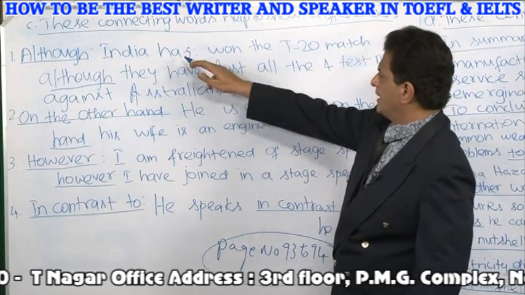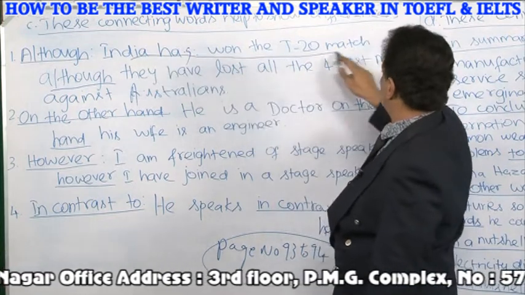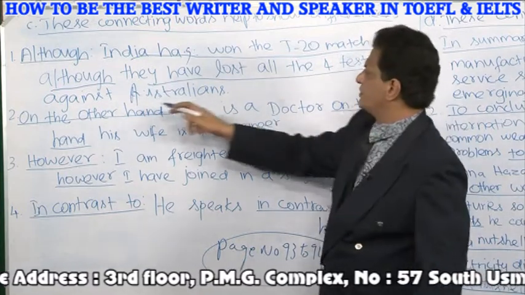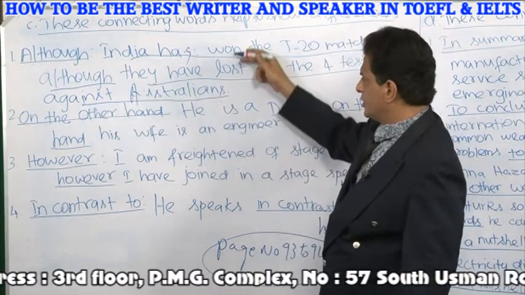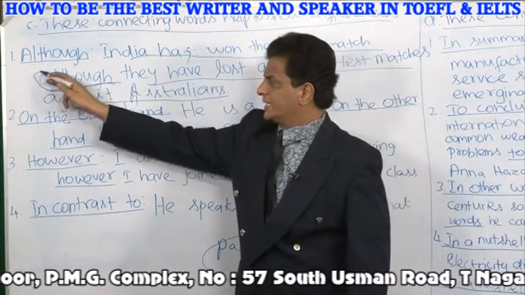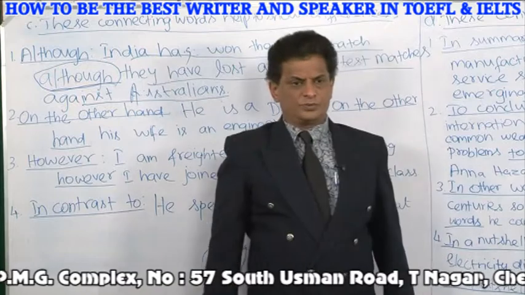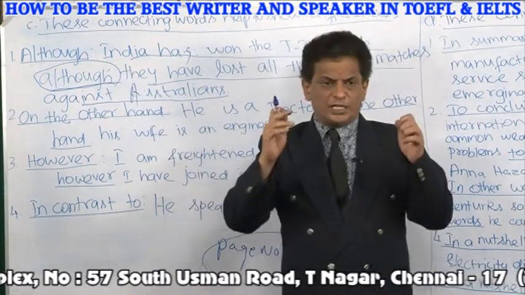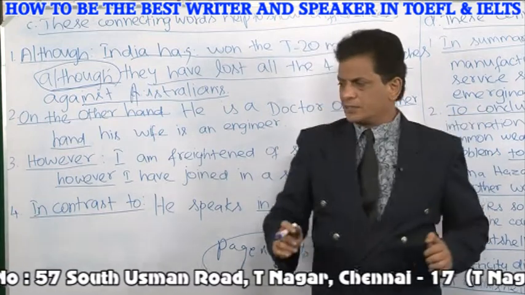So, two different ideas. India has won the T20 match. They have lost all the 4 test matches against Australia. See, these two ideas are different ideas. To show the difference, you are connecting the word although. Able to understand? So, although is used to show the difference between two or more ideas.